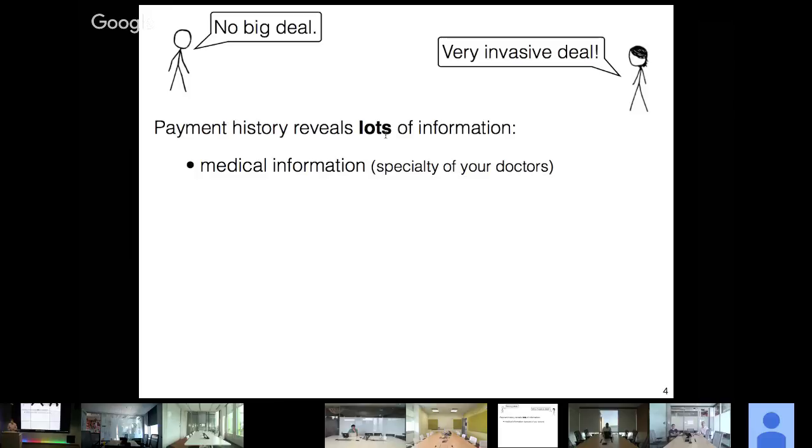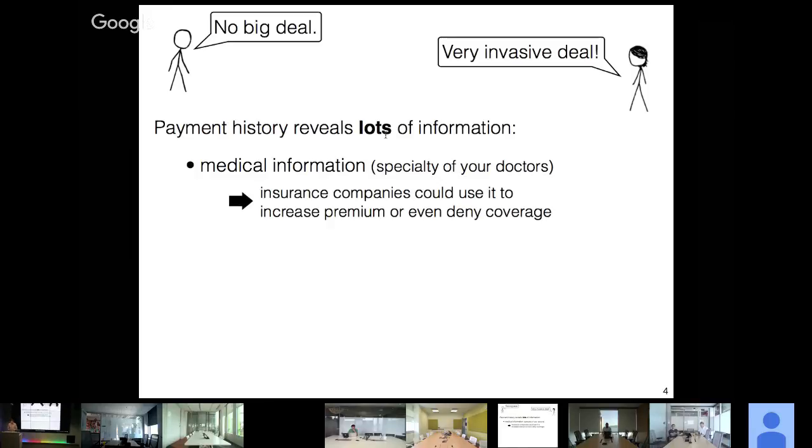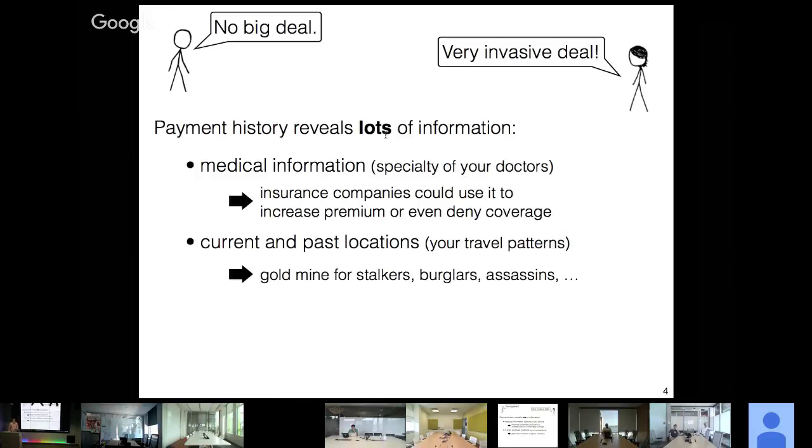There's medical information. You could, for example, deduce the specialty of your doctors. That tells something about your health, right? Insurance companies could look at that and use it to increase the premium or even deny coverage. This already happens even without people broadcasting a payment history, never mind if people did that. It also reveals not just timing, but timing correlated with specific establishments. It reveals your travel patterns. It's a gold mine for stalkers, burglars, in fact, even assassins. This may be almost a joke in this country, but in other parts of the world, it may not be so much of a joke.